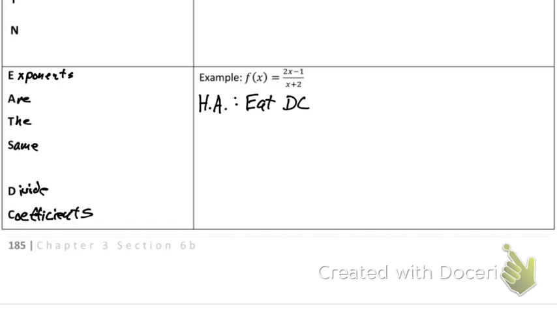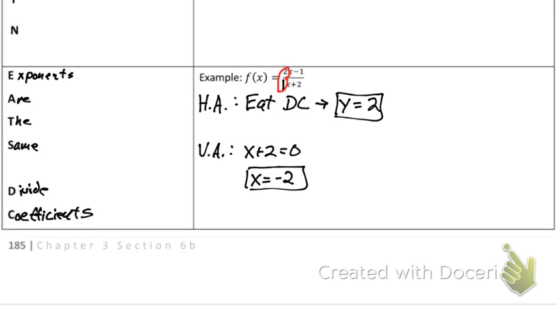So that means we look at our leading coefficients, which are 2 and 1. I'm going to go ahead and circle them, and we divide them. 2 divided by 1 would give me y equals 2. That's my horizontal asymptote. Vertical asymptote, once again, is just set your denominator equal to 0. x plus 2 equals 0. That will give me x equals negative 2, which also gives me my domain. My domain is going to be all reals, except x cannot equal negative 2. Boom, boom, boom.